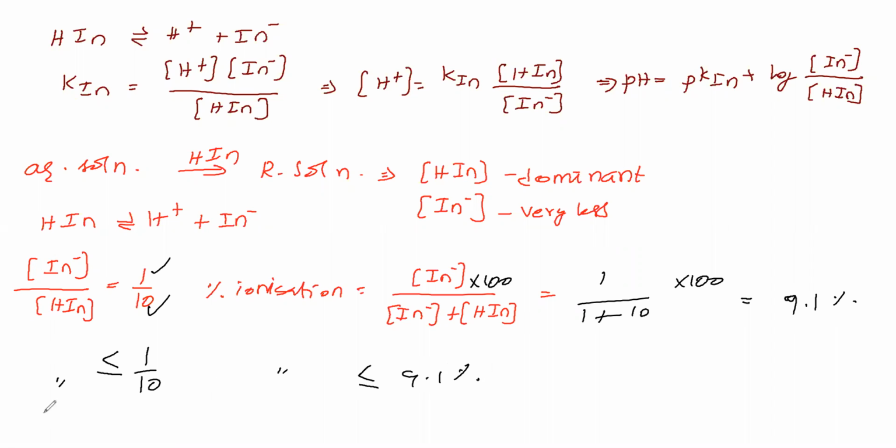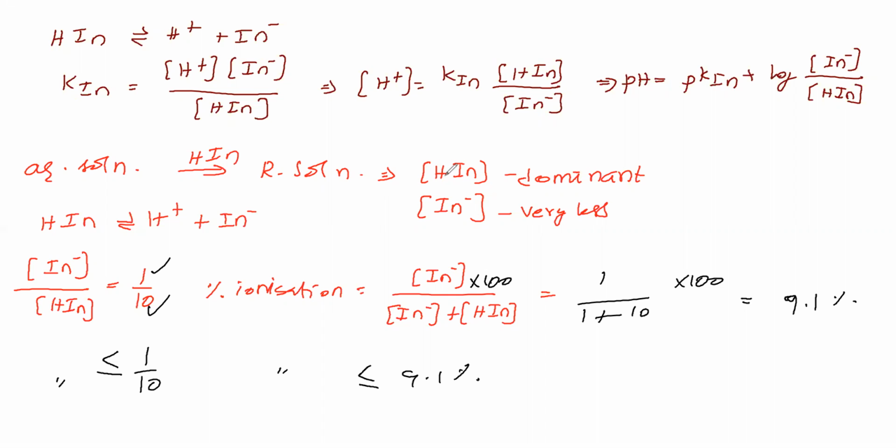So if this ratio is less than or equal to 1 by 10, percentage ionization is less than or equal to 9.1%, then we can say in the resultant solution, HIn concentration is highly dominant, In minus concentration is very less. Therefore, the resultant solution will exhibit the color of HIn. Like this, you can see.